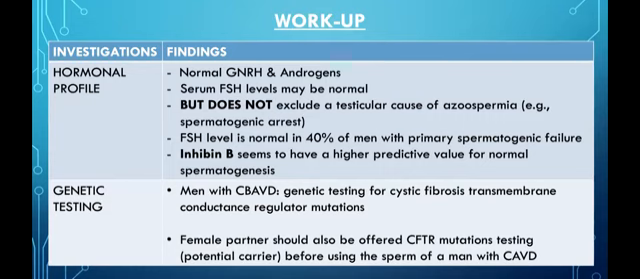So there has been a move to use inhibin B as a marker, as it seems to have a high predictive value for normal spermatogenesis. And then genetic testing should be done in patients with bilateral agenesis of the vas deferens. This is looking for the cystic fibrosis transmembrane conductance regulator gene mutation.